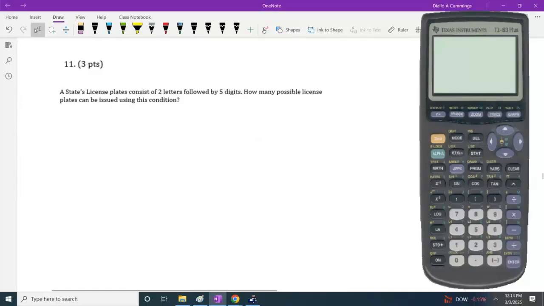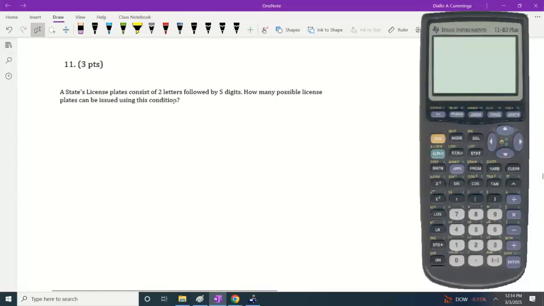All right, number 11. It says a state license plate consists of 2 letters followed by 5 digits. How many possible license plates can be issued using this condition? So this is not a probability question. It's like how many possible ways to do something type question. So when you see these questions, you should either think the fundamental counting principle and permutations and combinations.